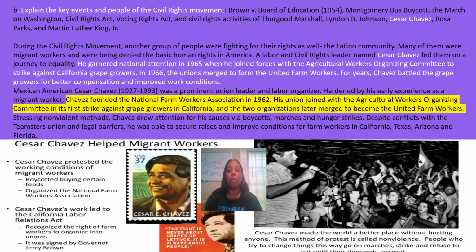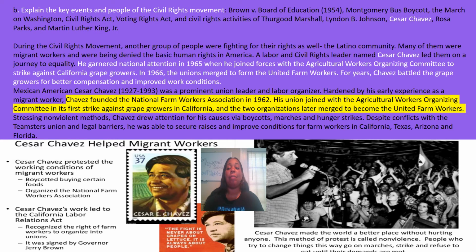It is important to know that during the civil rights movement, another group of people were fighting for their rights as well, the Latino community. Many of them were migrant workers and were being denied basic human rights in America. A labor and civil rights leader named Cesar Chavez led them on a journey to equality. He garnered national attention in 1965 when he joined forces with the Agricultural Workers Organizing Committee to strike against California grape growers. In 1966, the unions merged to form the United Farm Workers.